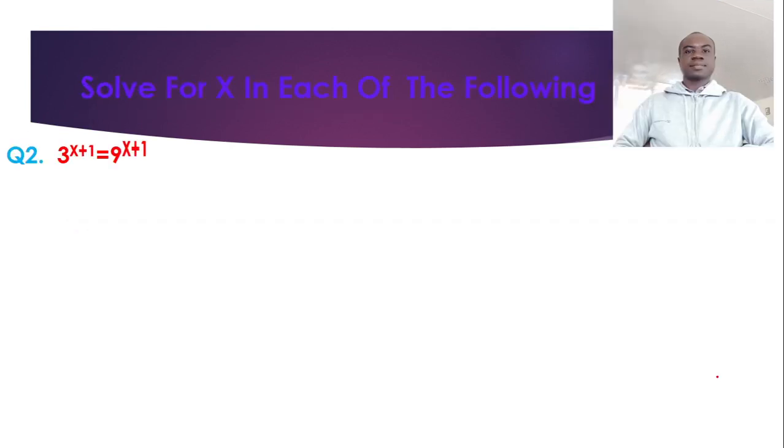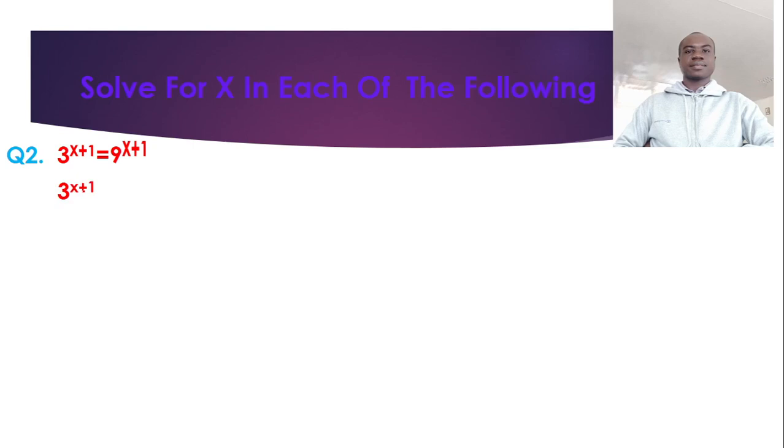Let's proceed. We look at the second question. The second question, we have 3 to the power x plus 1 is equal to 9 to the power 3 to the power x plus 1. Also here we are going to use laws of indices, which means we can look closely on both sides of this mathematical statement and see if there is any number that we can write in index form.